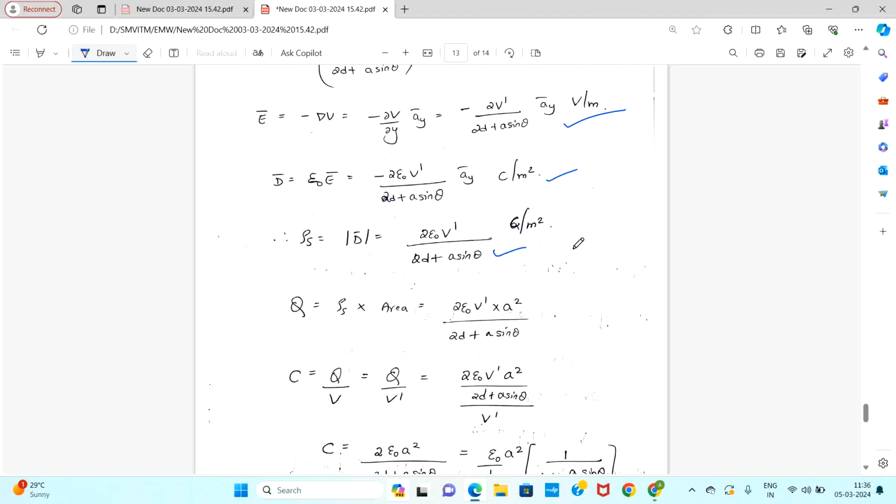Area: you have a plate with side A, another plate with side A. The area is going to be this side squared. So A square. Okay, area of the plate will be A square.